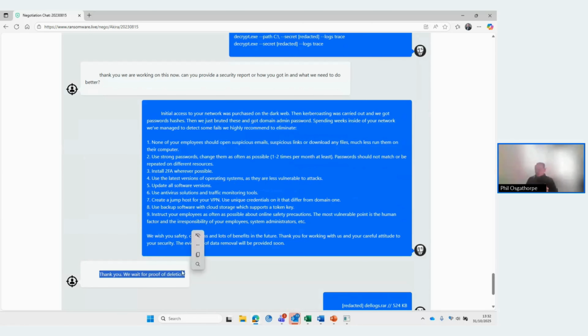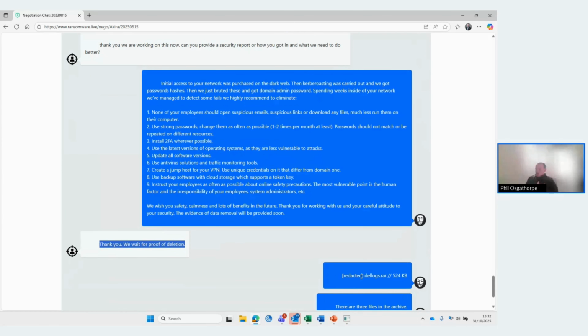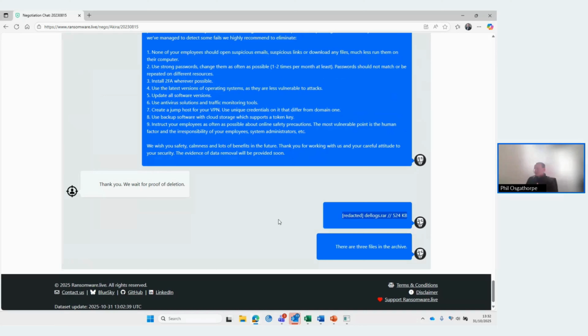They say, thank you, we want some evidence of proof of deletion. You can see that there's some proof of deletion, but the very last message says, by the way, we've maintained 3 of your files in the archive. So what that's even saying is actually not all of their data is safe, and they've just paid $1 million.